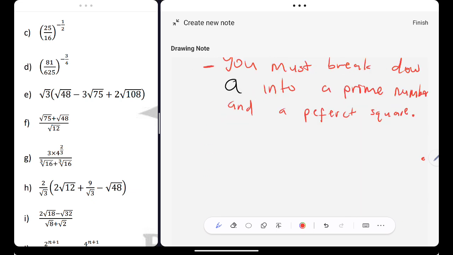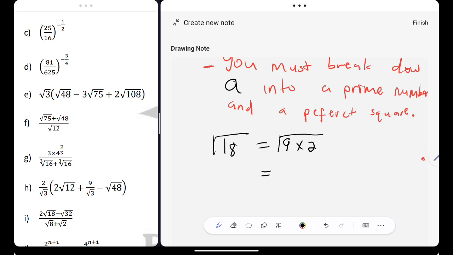Let's say I have the square root of 18, for example. I'm supposed to solve this without the use of any calculator. Are we together? What I can do is to say, okay, I know I can write 18 as 9 multiplied by 2. 9 is a perfect square because I can find the square root of 9. 2 is a prime factor because there are no other multiples of 2 other than 1 and 2. Are we together? So this is how you break down a number into a perfect square and a prime factor.